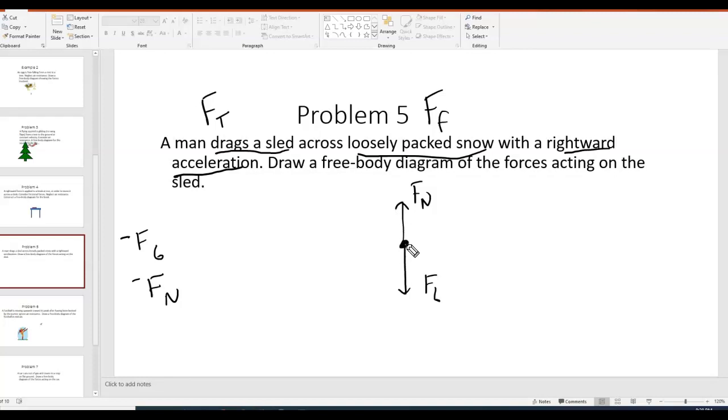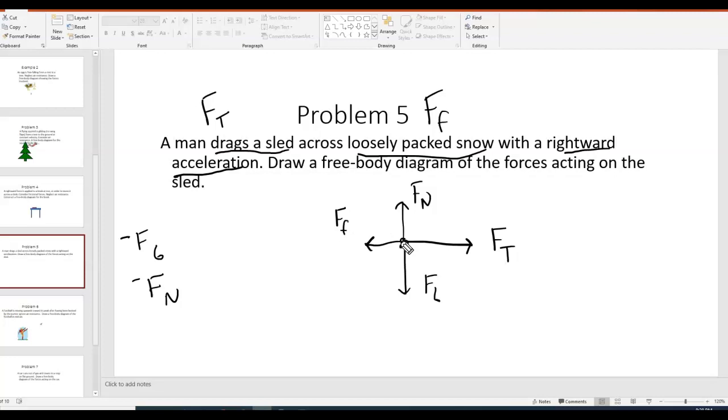Okay. Now it says the acceleration is to the right. That means the net force is to the right. That means we have Ft to the right and force of friction to the left, but the force of friction is going to be smaller because the net force is to the right.